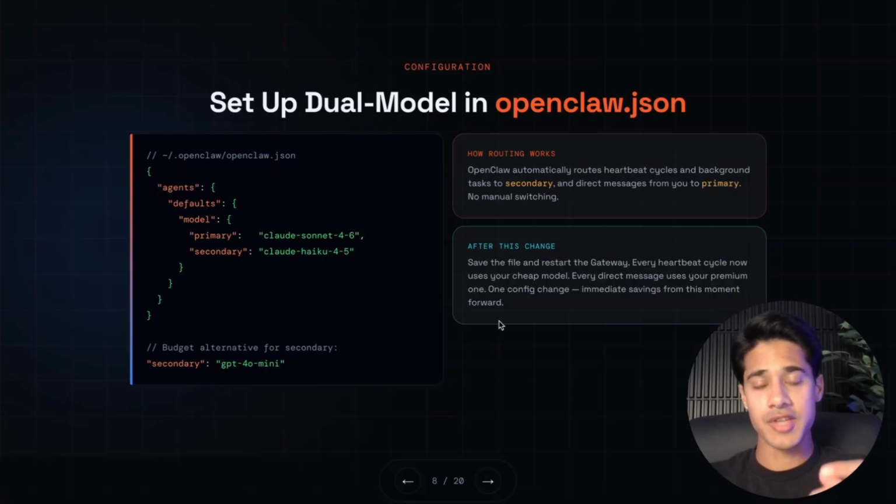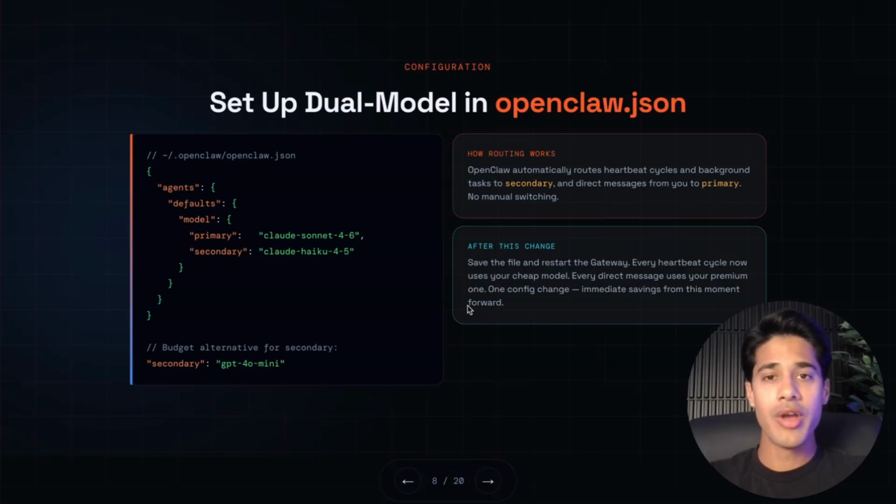So the config looks like this, right? Under agents, defaults, model, you have primary set to your premium model, and then secondary set to your budget model. OpenClaw will route heartbeat and background tasks to the secondary model and interactive conversations to the primary. You want to save the file and restart the gateway. From this moment, every heartbeat cycle uses your cheap model, and every time you message your agent directly, it can respond with a premium one. With just one config change, you've already saved a ton of money.